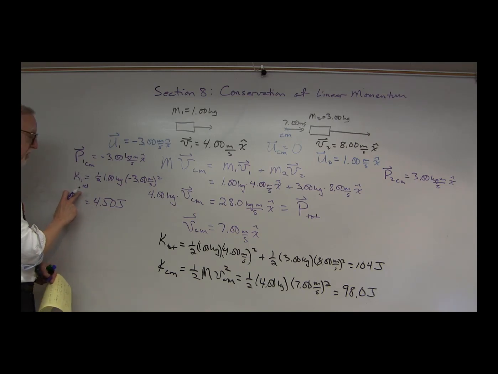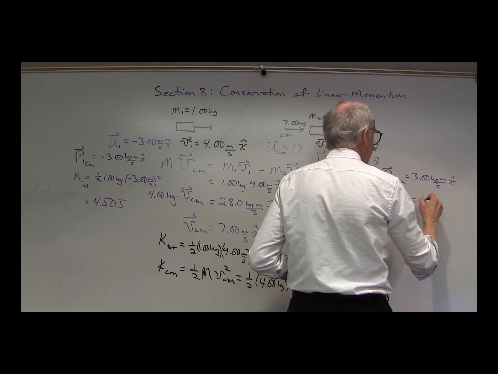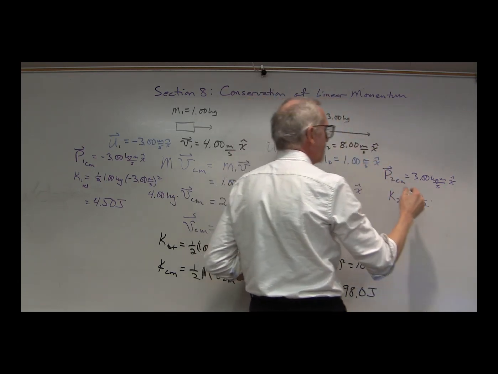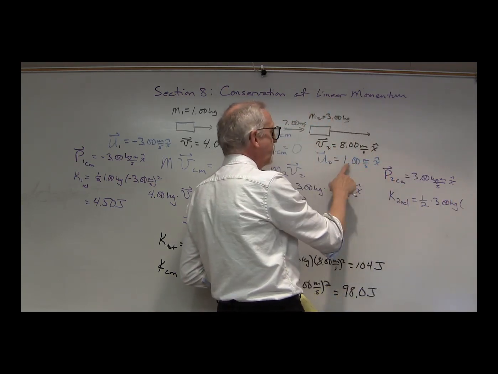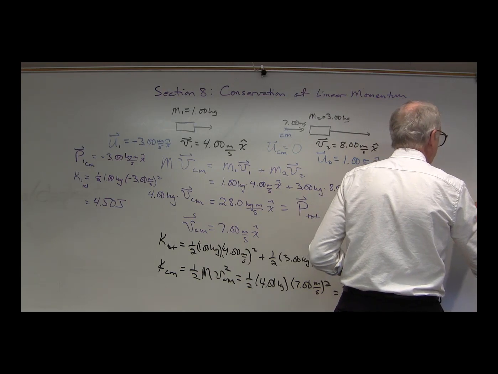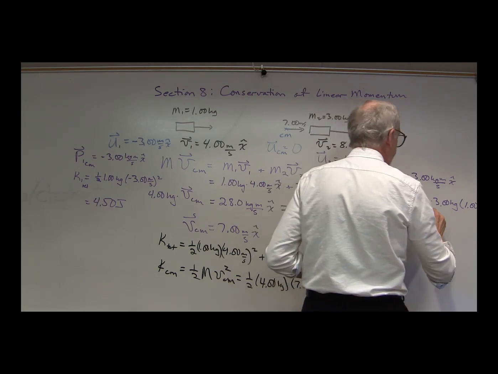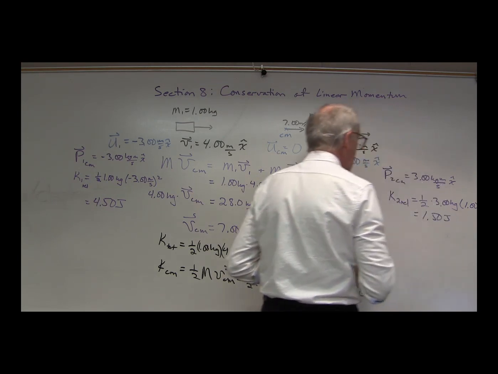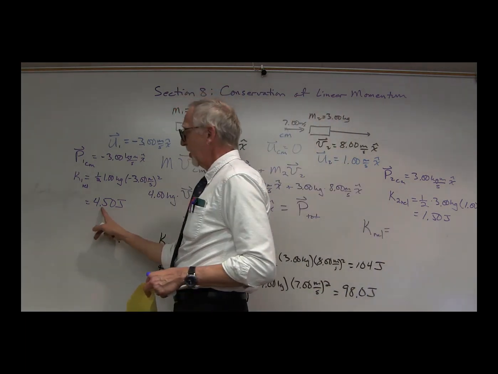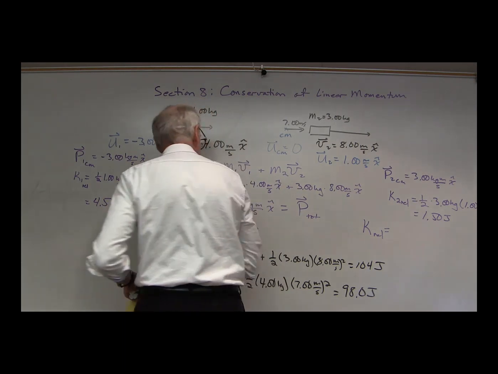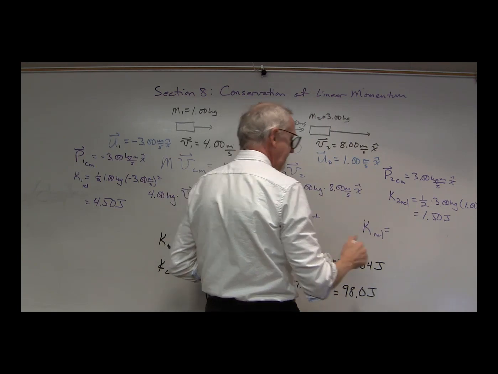That's K1 relative. What's K2 relative? K2 rel, this will be 1/2 times M2, 3 kilograms, times U2, which is 1 meter per second squared. And what do we get? 1 squared is 1. 1/2 times 3, 1.5. 1.5 joules. What is the total kinetic energy relative? So the energy of mass 1 relative is 4.5 joules. Energy of mass 2 relative is 1.5. What's 4.5 and 1.5? That's 6.